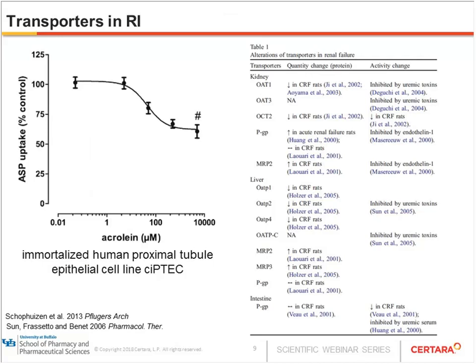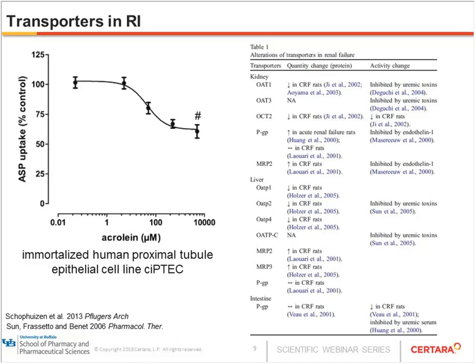There's also a lot of evidence for impact of renal impairment on drug transporters in renal impairment. So we can look at the figure on the left, which looks at ASP uptake. ASP is a substrate of OCT2, or organic cation transporter 2, which is a major renal transporter. And the x-axis of this figure has acrolein concentration. Acrolein is a compound that's endogenous to the body, and it can accumulate in renal impairment. It's known as a renal toxin, or uremic toxin.